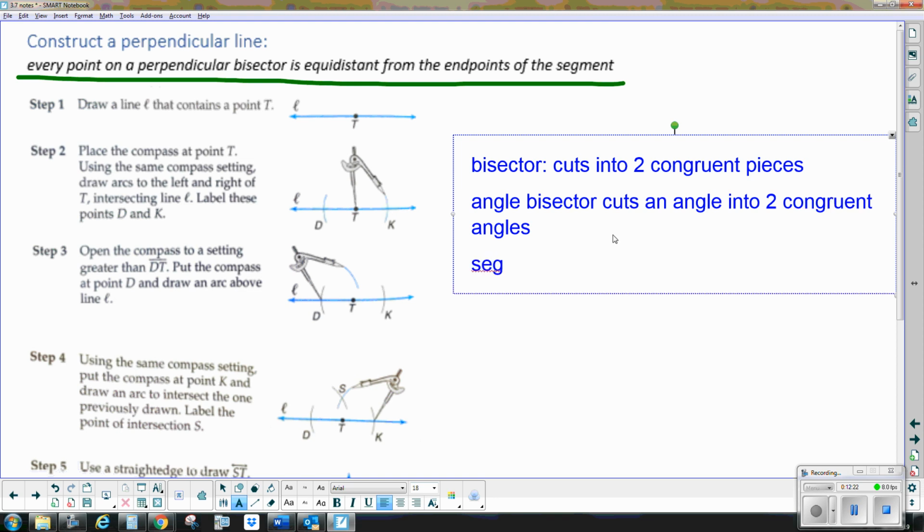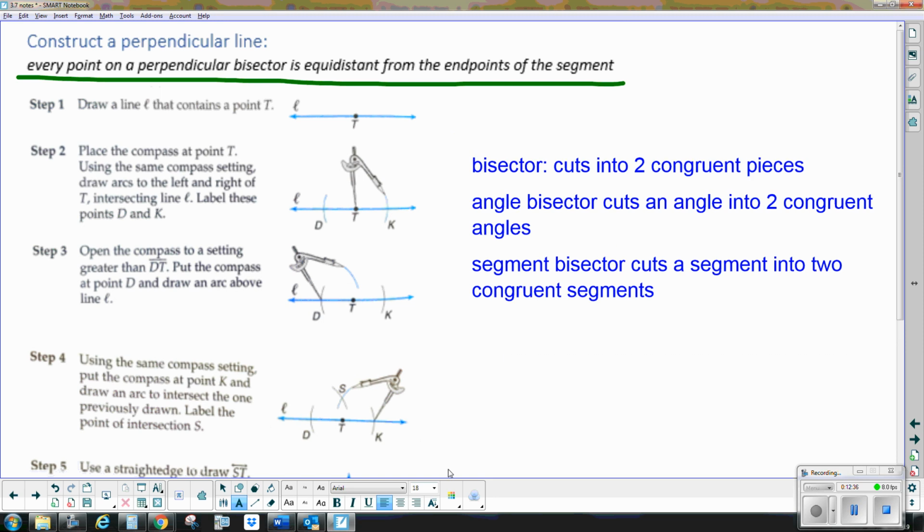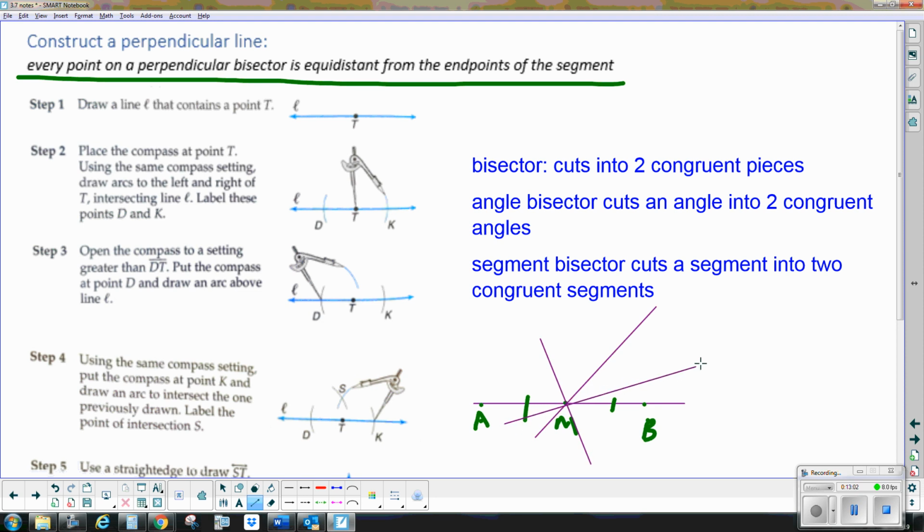And a segment bisector cuts a segment into two congruent pieces. Okay, so here's an example of a segment bisector. If this is my segment, and let's say that this is the midpoint, I'll call it segment AB. Okay, so if M is the midpoint of AB, a segment bisector could be anything that goes through M. Okay, any of these could be segment bisectors.